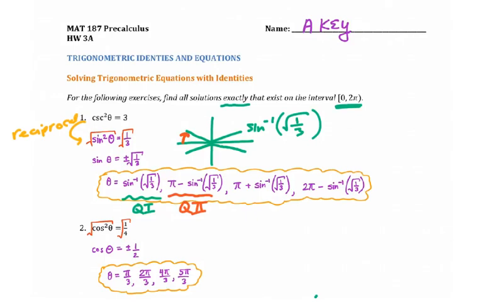To generate our quadrant 3 solution, we are going to take pi plus the sine inverse of the square root of 1/3. And last but not least, to get our quadrant 4 answer, this is where it looks like we've got to take 2 pi minus the sine inverse of the square root of 1/3. So we end up with 4 total solutions in this example.